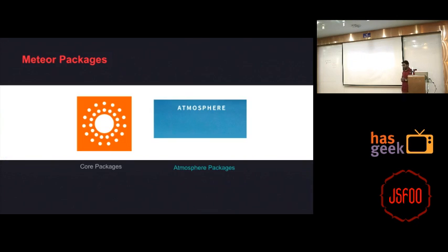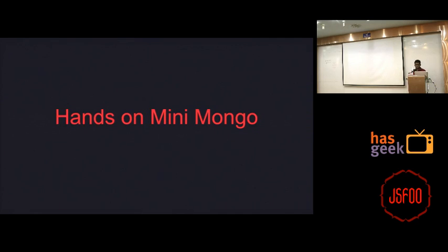Meteor comes with packages. If you type meteor list, you can see all the packages you have added. Meteor has two kinds of packages, core packages and atmosphere packages. Core packages come with Meteor itself, which you can strip down to your requirements. Atmosphere packages are contributed by users like me and you. You can even create your own packages. Go to atmospherejs.com and you can see all the packages Meteor supports. We'll start with writing queries on Mongo.